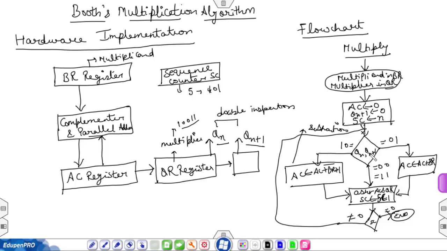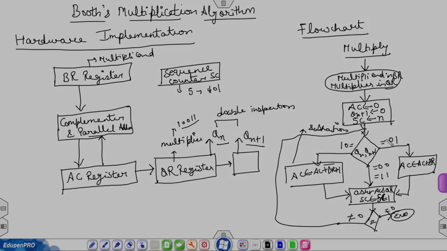Now there is a third case also. When the values of QN and QN plus 1 are 0 0, or 1 1, that means both values are the same, then no addition will be performed and no subtraction will be performed. Simply the content will be shifted by the arithmetic shift right operation. So this is all about Booth's multiplication algorithm.